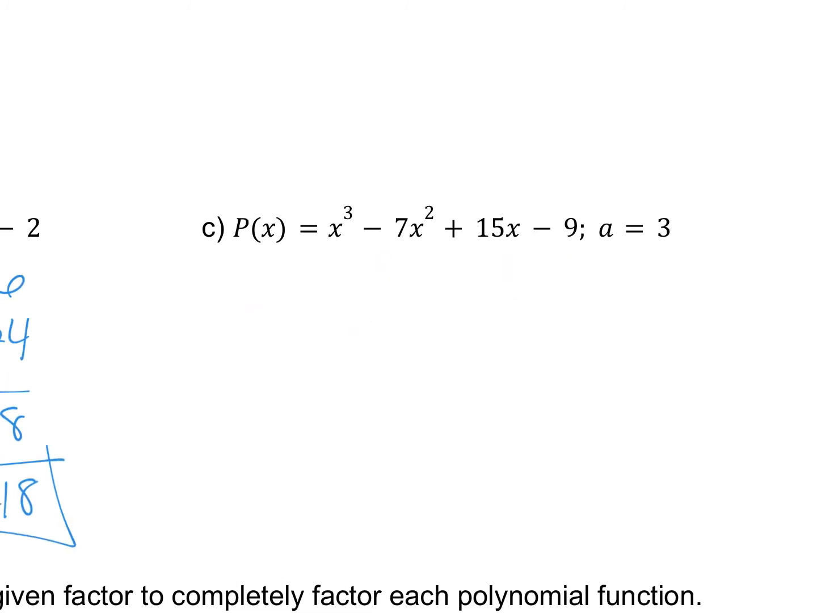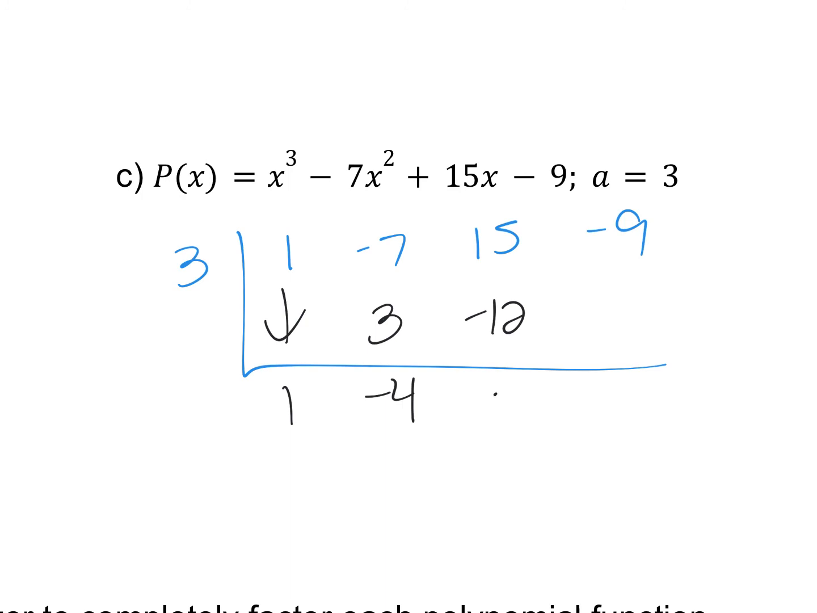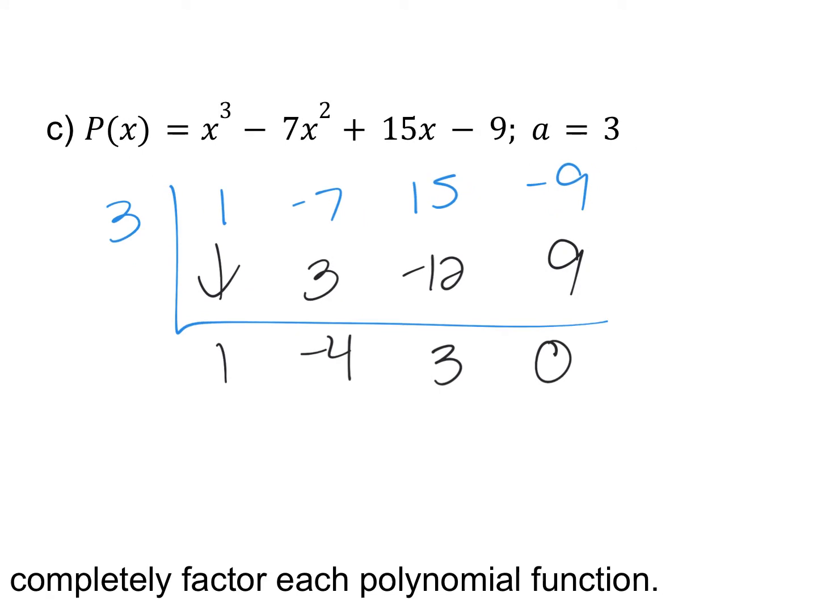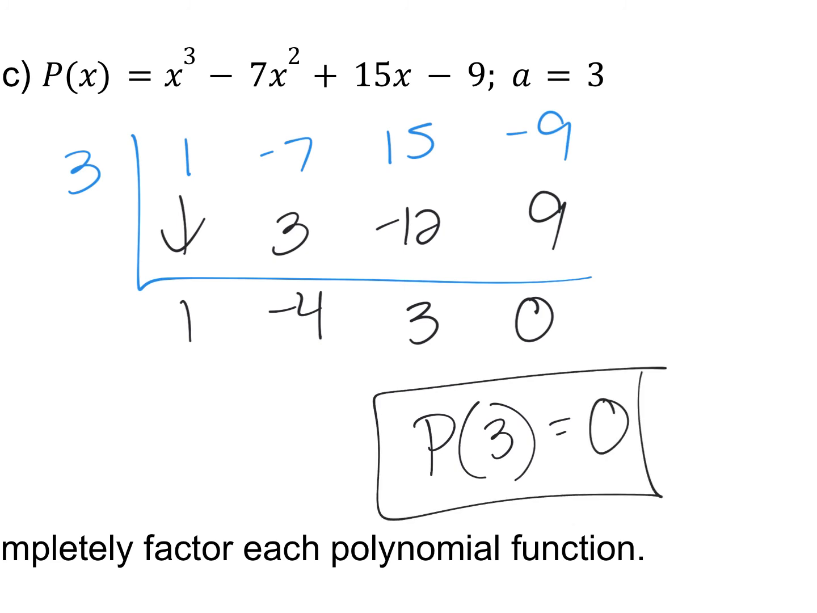One more. So 1, negative 7, 15, negative 9. We've got 3. Let's go. Drop it, multiply, add, multiply, add, multiply, 0, add. So p of 3 equals 0. Okay.